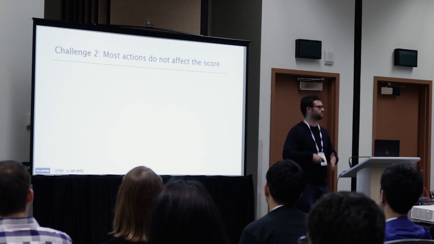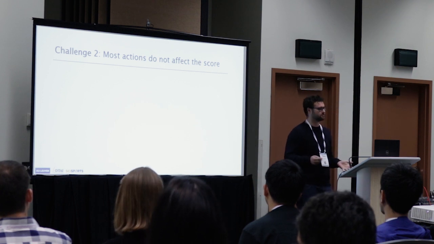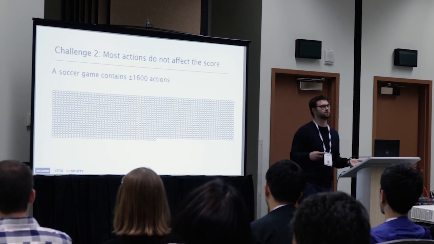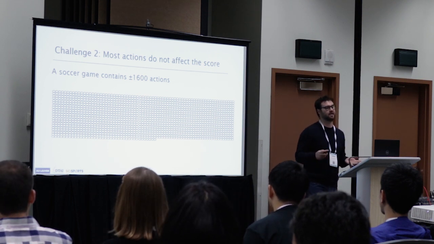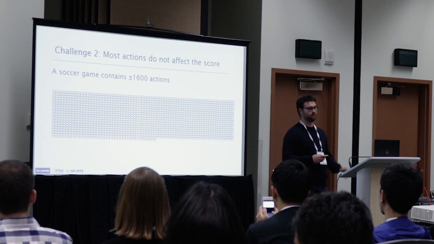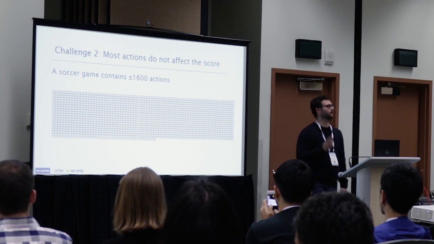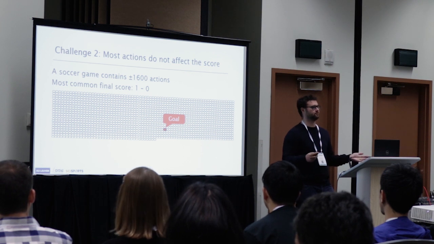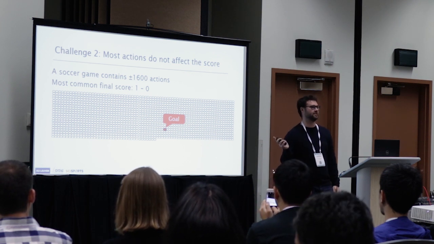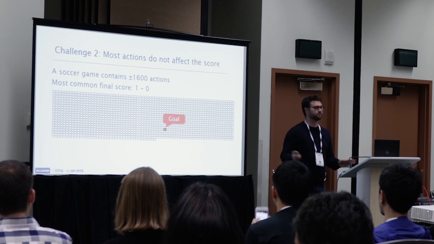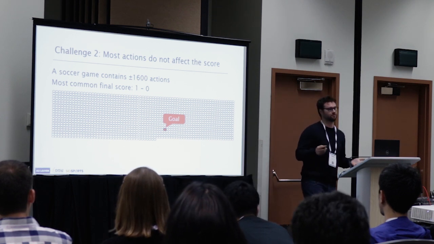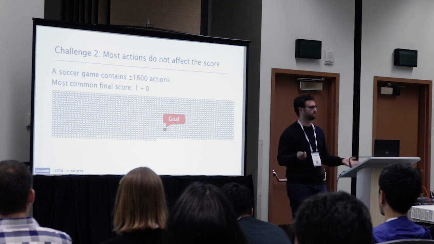The second challenge for valuing actions in soccer is that most actions actually do not really affect the score. A soccer game contains about 1,600 actions on average, and here they are, all visualized. The most common final score in soccer is actually 1-0. That means one of these 1,600 actions caused a goal, and the others did not. So how do you go about valuing those other actions if you're not sure, was this a good action, was this a bad action?